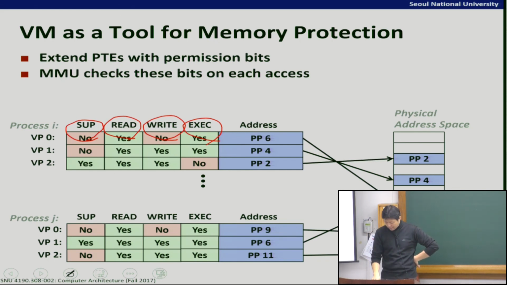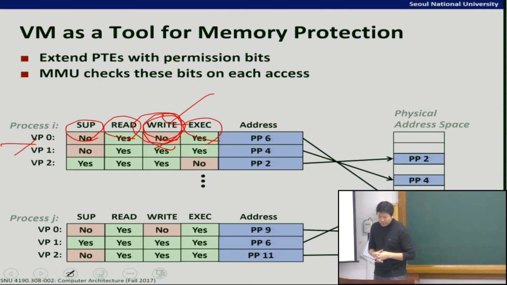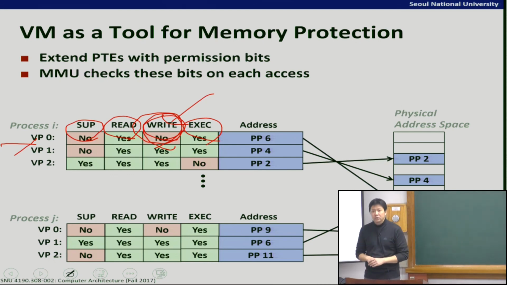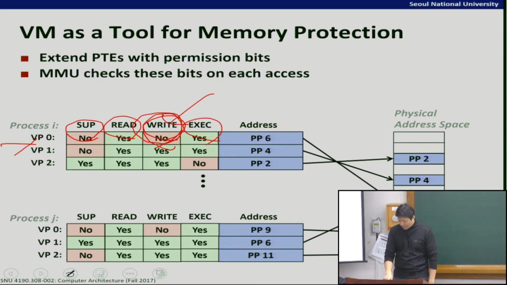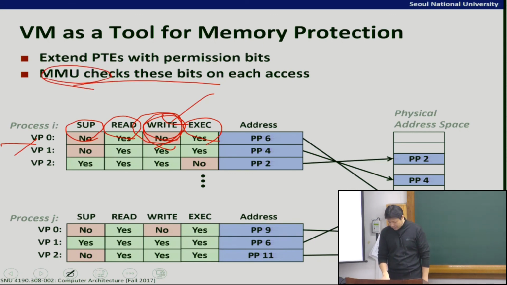Let's say you cannot read or write to this page, but you try to write to this page VP0. Then the hardware checks whether there is any violation of the permission. If you try to write to a read-only page, then the system generates a trap or exception. So the operating system catches the exception, right? It shows an error message like you tried to write to a read-only page, and the program dies or something like that. So the MMU, the memory management unit, checks these bits on each process.